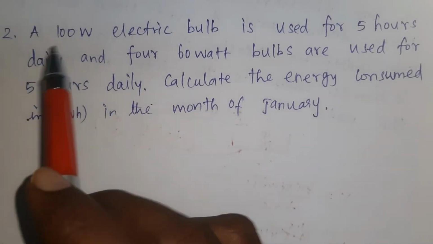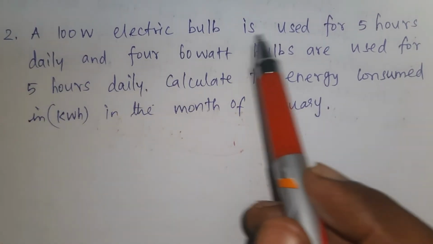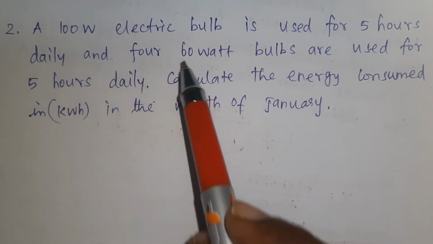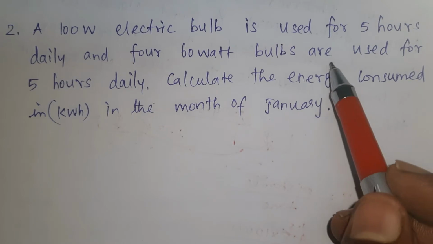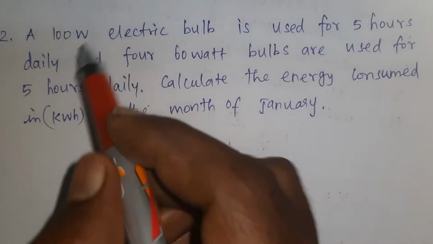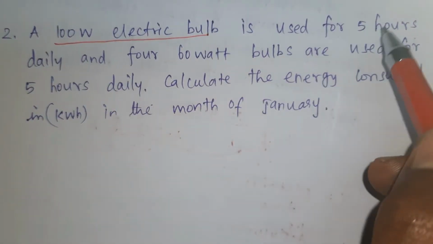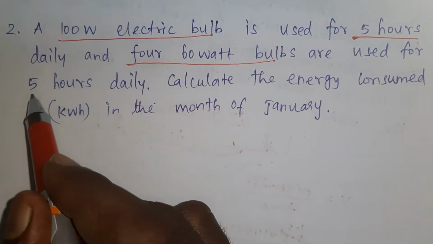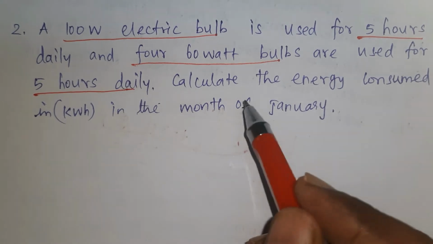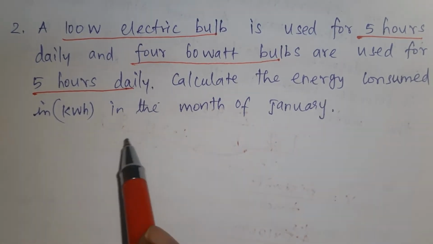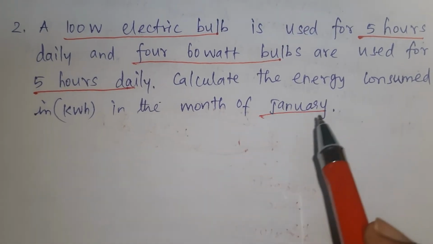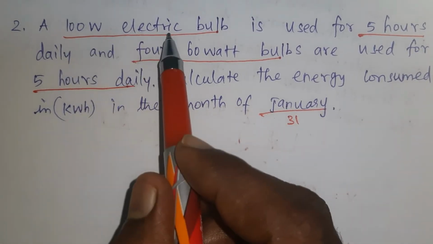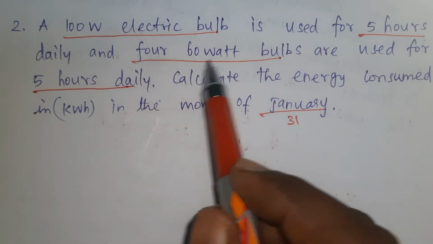Question number 2. A 100 watt electric bulb is used for 5 hours daily and 4 60 watt bulbs are used for 5 hours daily. So the 100 watt electric bulb is used 5 hours, then 4 60 watt bulbs are also used for 5 hours daily. Calculate the energy consumed in kilowatt hour in the month of January. So in the month of January, the number of days is 31. So 100 watt electric bulb and 4 60 watt electric bulbs.